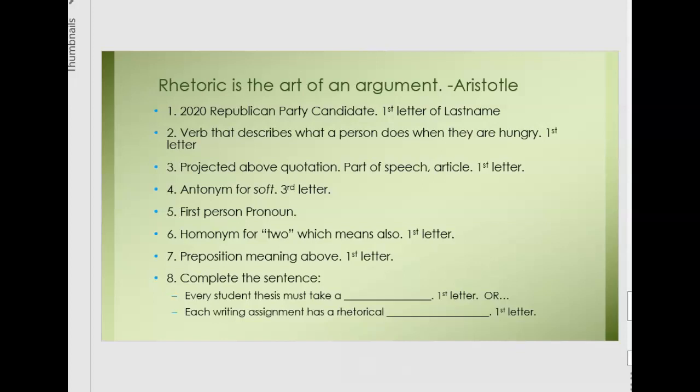Number 2 is a verb that describes what a person does when they are hungry. The first letter of that verb. A verb that describes what a person does when they are hungry. The first letter of that verb.